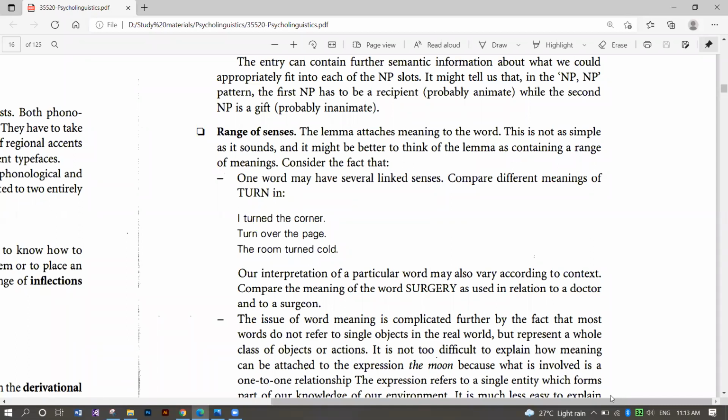Compare different meanings of turn. This turn is a simple word, we call it verb. So see, these are three: I turned the corner, toward the page, the room turned cold. So if we see this simple word, a single word here, turn, we have used it in three different structures and it gives three different senses.